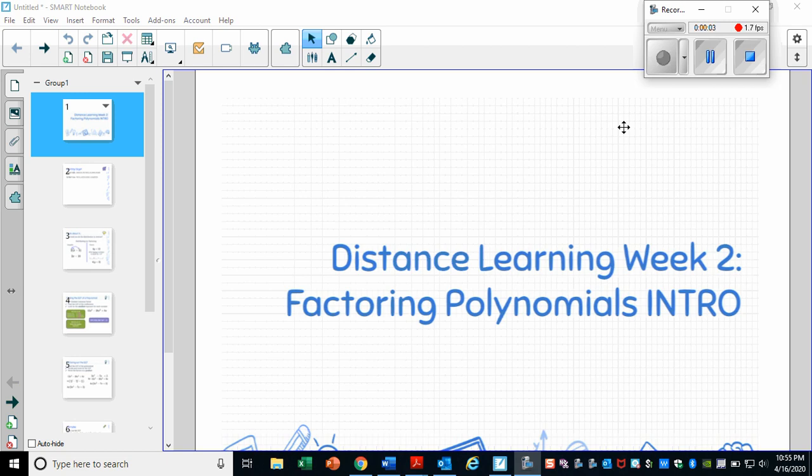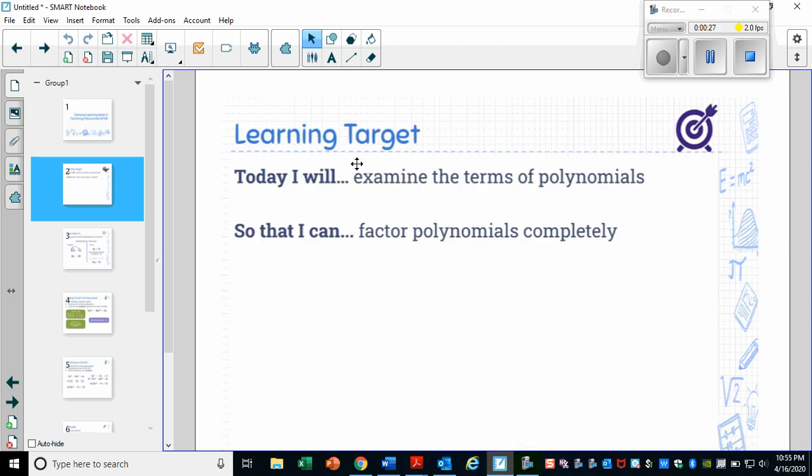Hi everybody. We are going to talk about factoring polynomials. Now this introduction is going to basically be one part of factoring polynomials. It'll just be determining the greatest common factor of a polynomial. So the learning target, today I will examine the terms of polynomials so that I can factor polynomials completely.